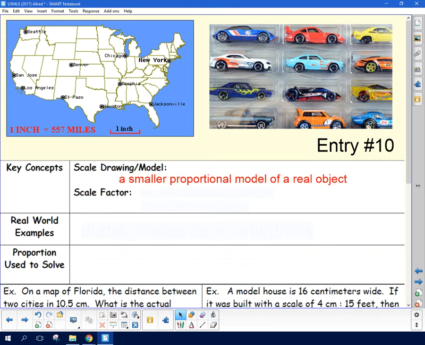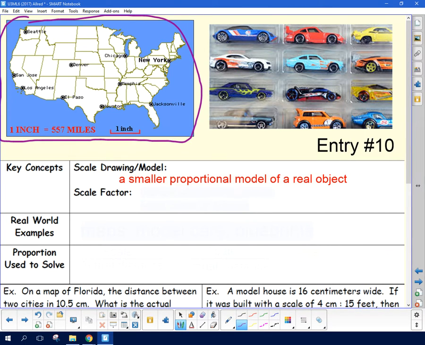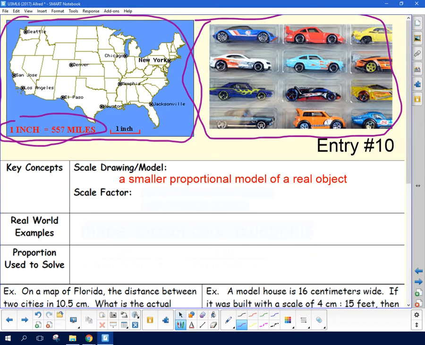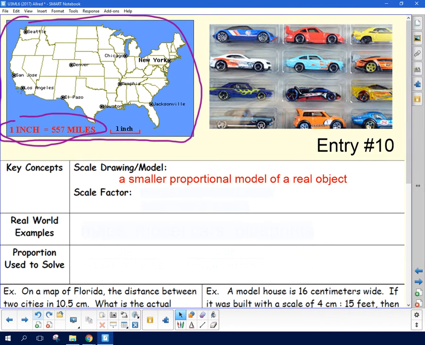The first thing we're going to talk about is a scale drawing or model. A scale drawing or model is a smaller proportional model of a real object. Two excellent real-world examples would be a map. That map has a scale in it. Look right there on the bottom left-hand side of it. That's the scale. And then a model car would be another great example of a scale model, okay? Because it is definitely created proportionally to the size of a real car, okay?